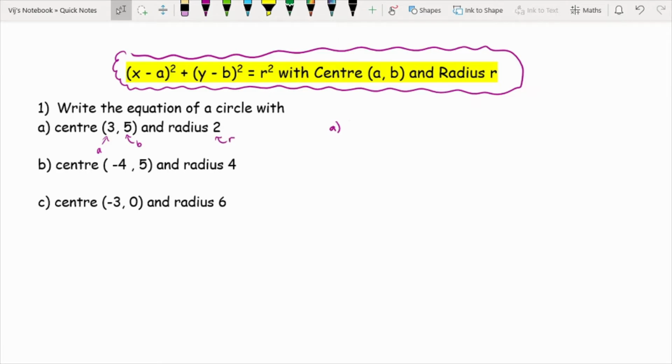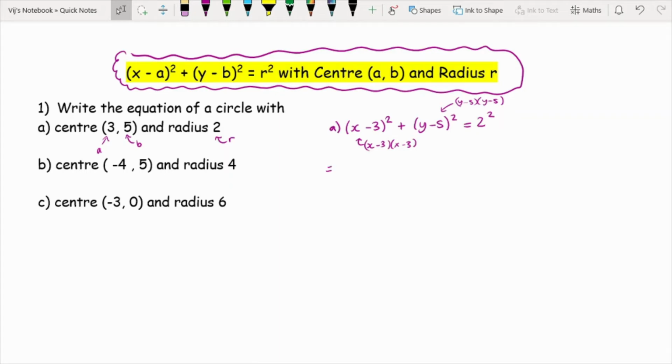So substituting those numbers straight into that formula, I've got (x minus 3) squared plus (y minus 5) squared equals 2 squared. Now I could leave the formula like this, or I could choose to expand the brackets. Remembering that this here is x minus 3, and that there is y minus 5. It's a very common mistake that people will just expand this out by writing y squared minus 25 or plus 25. Either way it's wrong.